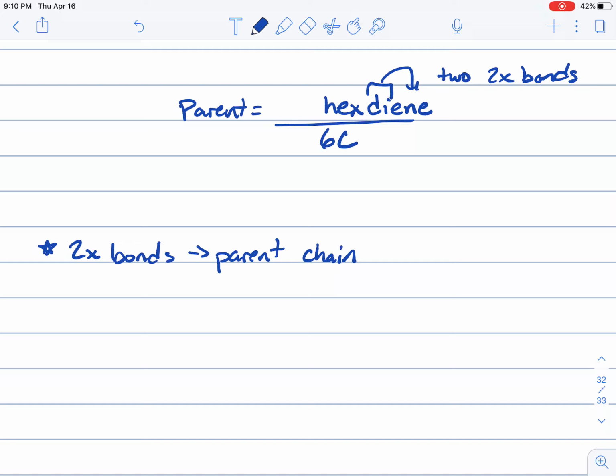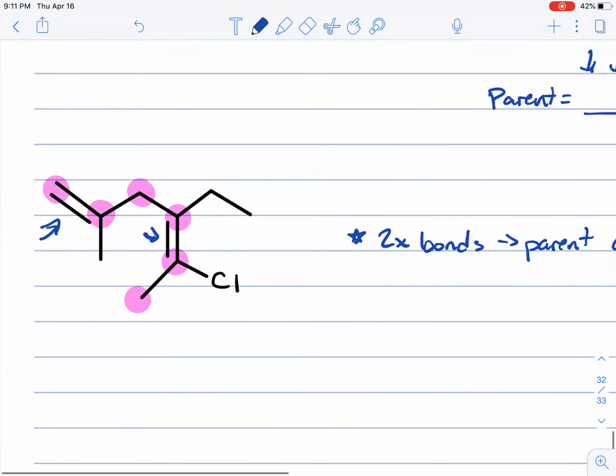And so let me see here. It's actually, I take that back. It's not hex, it's going to be hexa. I need a vowel. So hexadiene. And so since I have 2 double bonds, I have to tell the reader where those double bonds are found on the parent chain. That means I need 2 numbers to go in front of my hexadiene. Right, so I have 2 double bonds, as seen in the blue arrows.